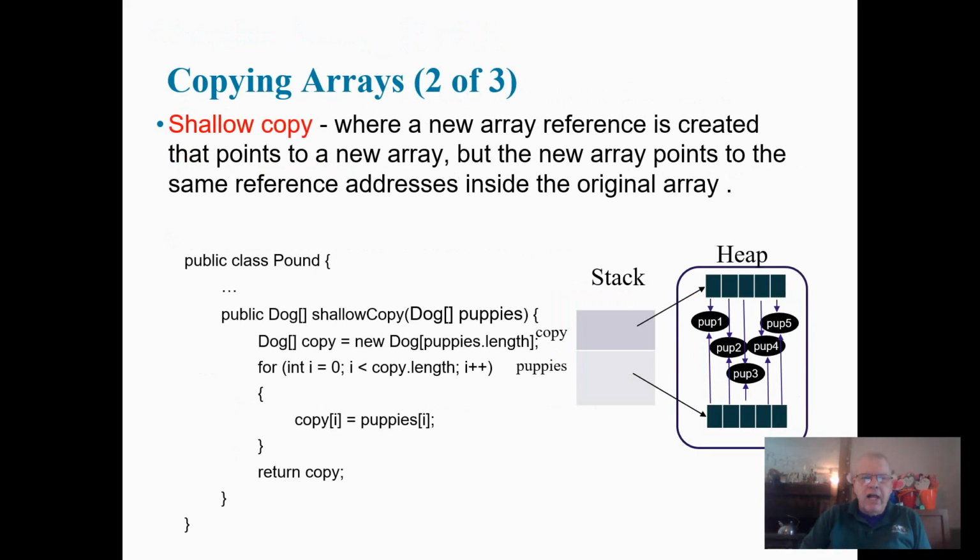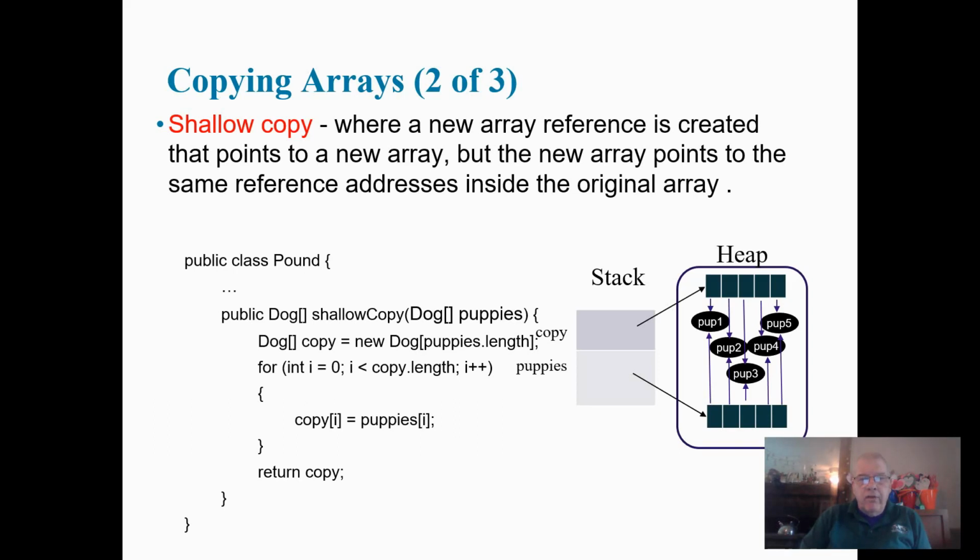This is an example of a shallow copy. In this example, we have the same array of dog. Puppies is an array of dogs. And we copy the array one to one, one by one, in a for loop.